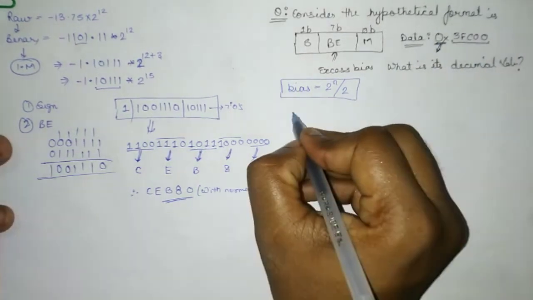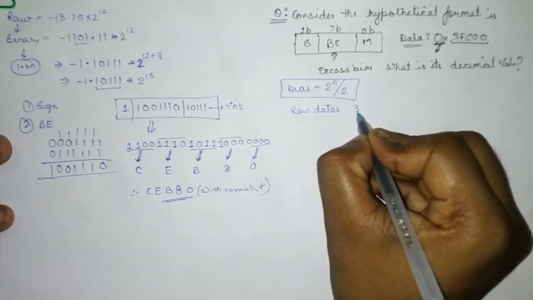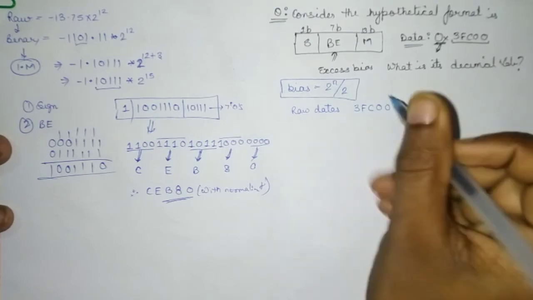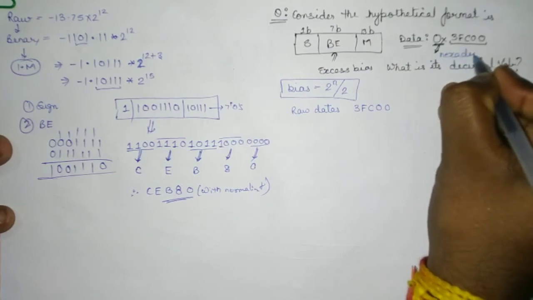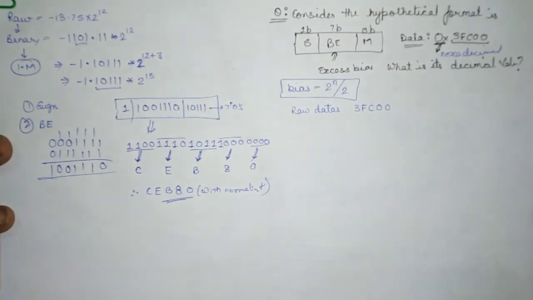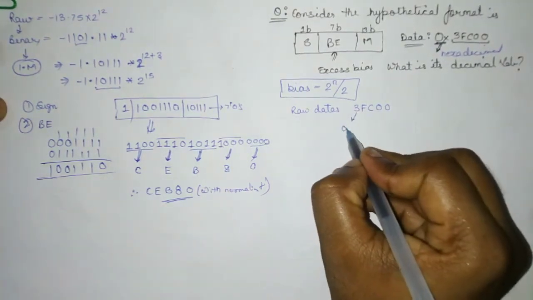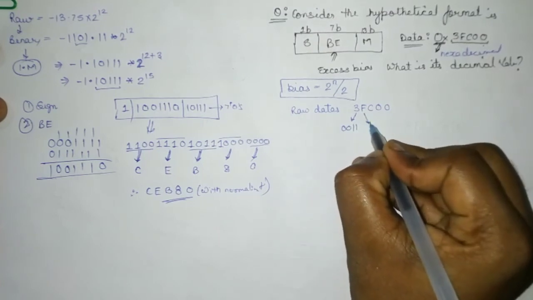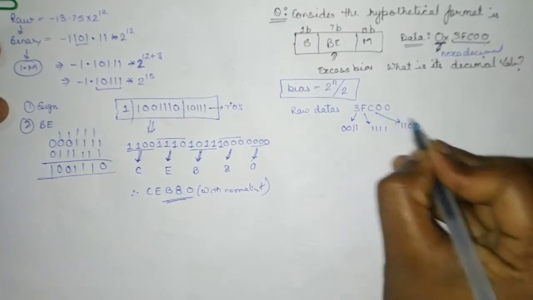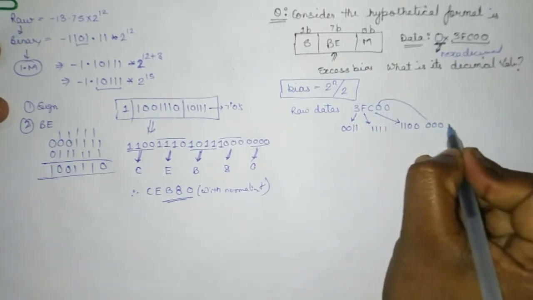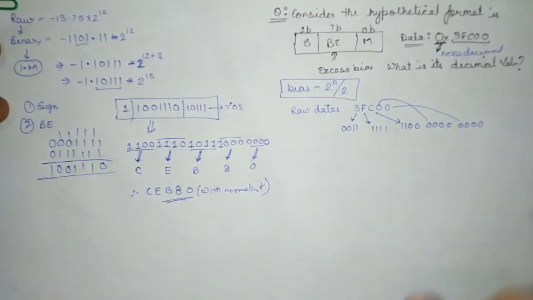So first of all, what we have to do is go with the raw data, and raw data is 0x3FC00. This 0X tells you that it is a hexadecimal value. So let me write down here hexadecimal. We have to convert this hexadecimal value into binary first. So this 3 can be written as 0011, this F is 1111, this C is 1100, and these two zeros are 0000, and this one is 0000. So this is the actual binary value that we are having, right?